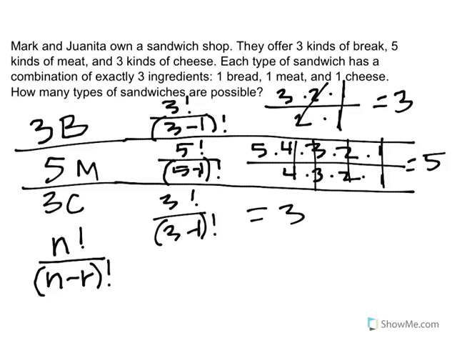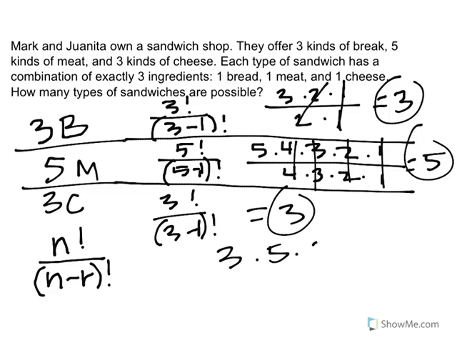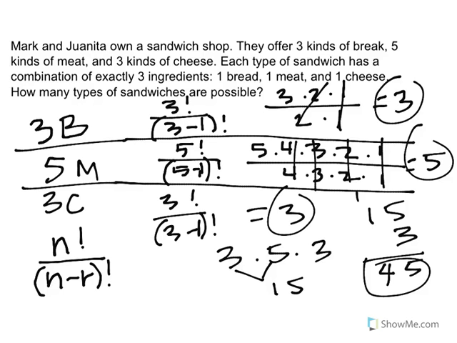The next thing you do is you just multiply each answer together. So we have 3 times 5 times 3. Well, 3 times 5 is 15. 15 times 3: 3 times 5 is 15, 3 times 1 is 3, plus 1 is 4. You get 45.